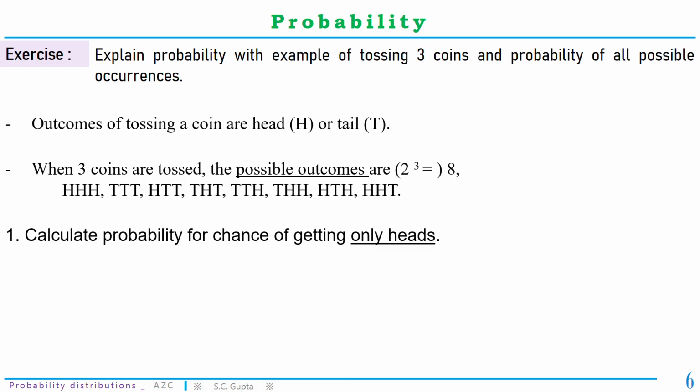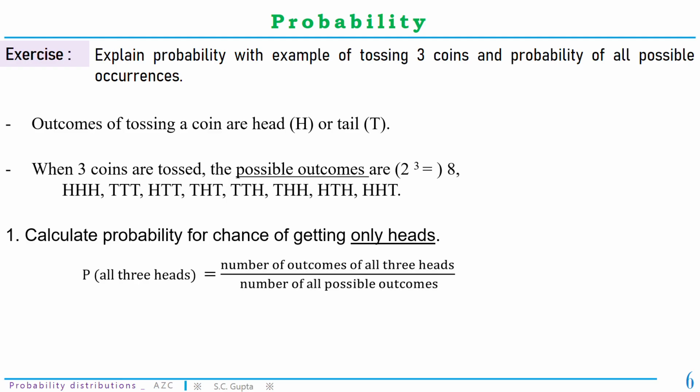First, calculate probability for chance of getting only heads. Probability of all 3 heads is number of outcomes of all 3 heads divided by number of all possible outcomes. Number of outcomes of all 3 heads is only 1, and number of all possible outcomes is 8. So, probability of all 3 heads is 0.125.